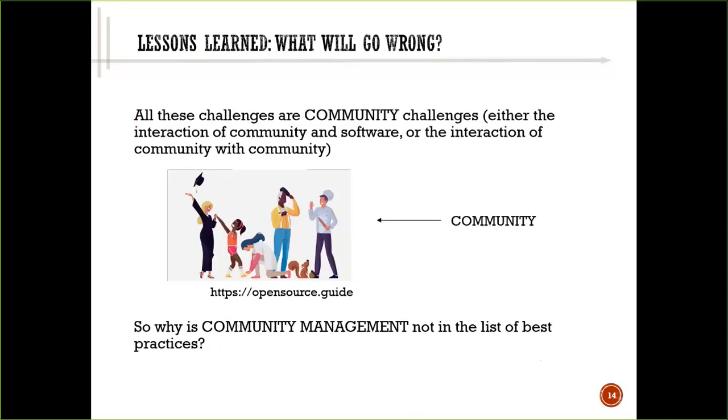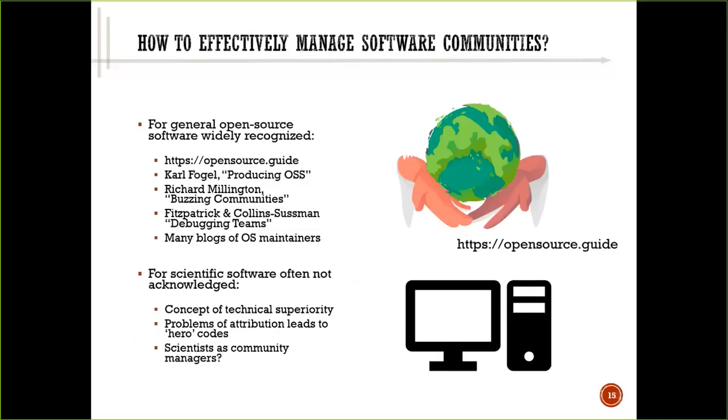And this is actually all the more surprising because for the general open source software scene, the importance of a community and of community management is widely recognized. There's an excellent website that was initiated by GitHub but is maintained by a lot of open source maintainers called Open Source Guide, which discusses a few of the technical, but a lot of the social problems of maintaining an open source software project.